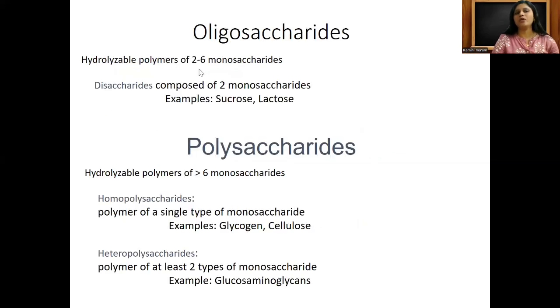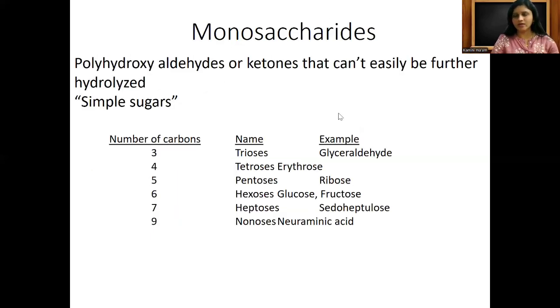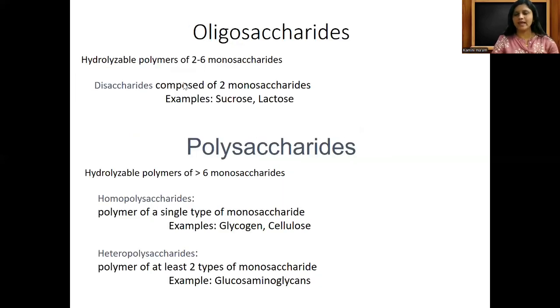Then hydrolyzable polymers of 2 to 6 monosaccharides are known as oligosaccharides. When these carbohydrates are hydrolyzed, they give 2 or more monosaccharide units. Monosaccharide means which cannot be further hydrolyzed. These are known as the simplest sugars. These are sweet in nature, which we have seen in the previous slide. So these monosaccharides cannot be further hydrolyzed, and in case of oligosaccharides, they can be hydrolyzed and give 2 to 6 or 2 to 10 monosaccharide units.